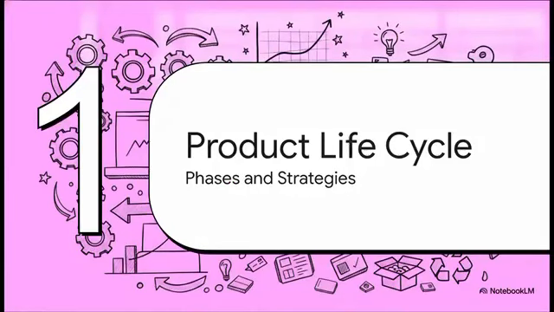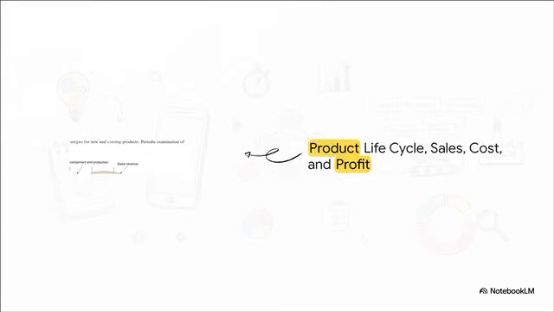All right, Part 1, the product life cycle. So how exactly are products born? How do they grow? And, well, how do they eventually fade away? It's all about cash flow, really. Every product goes through 4 main phases: introduction, growth, maturity, and decline.